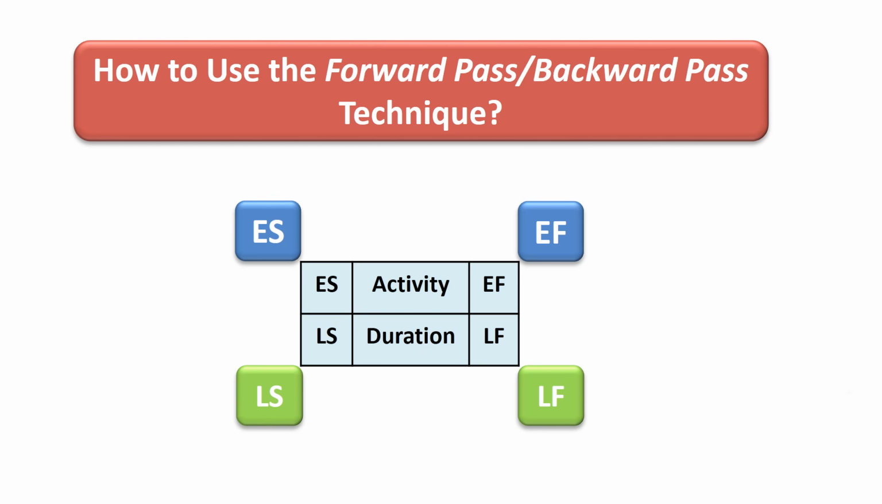The forward pass, backward pass technique is another way to find the critical path. It is best used when you have multiple branches or multiple entry points for an activity. You may also need to use the forward pass, backward pass technique if you are asked to identify the early start or finish times, or latest start or finish times for an activity, or to find the slack or float for each activity.